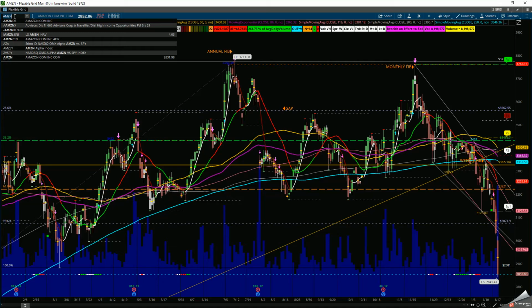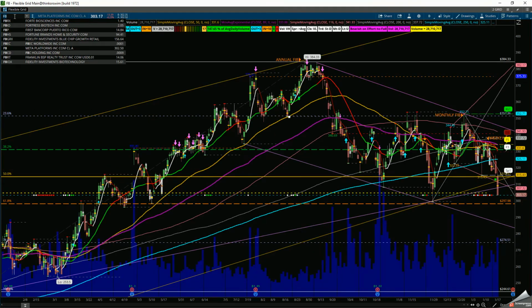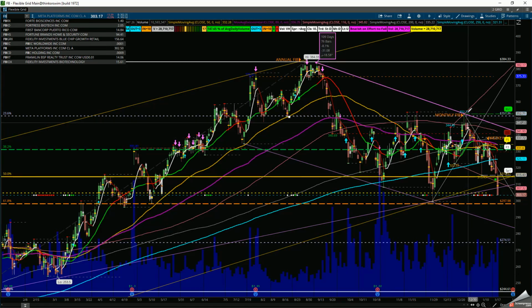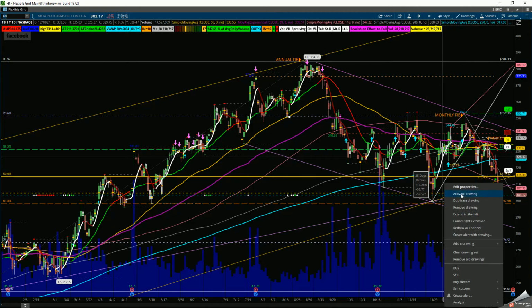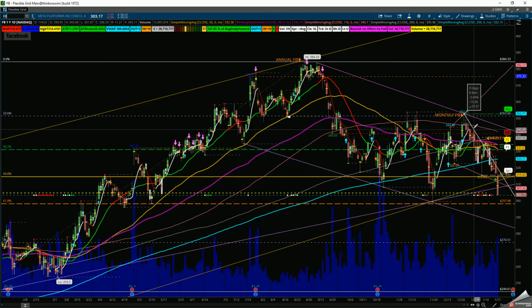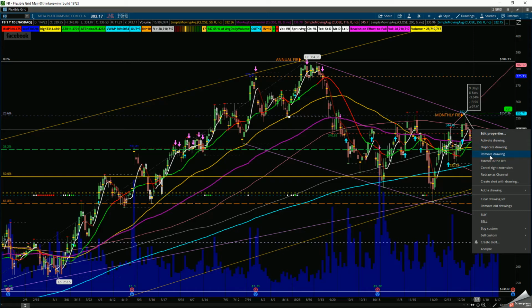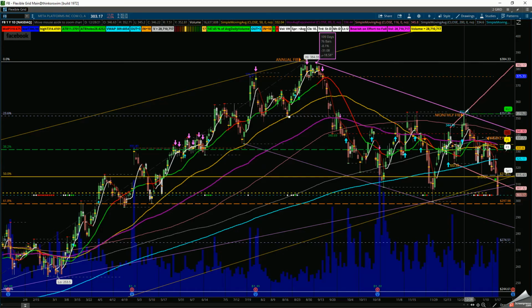Let's take a look at Facebook, FB. Facebook was in a linear regression up channel up here, then eventually fell down. We're still in the lower channel. This channel is no longer valid, remove it. This channel is intact, remove the drawing. We can put one here from this area to this one here to connect that downtrend. We have to pay attention to this one. We can do one this way.